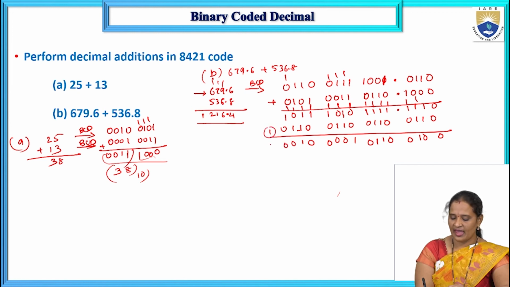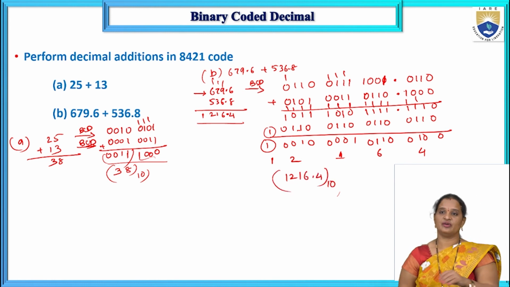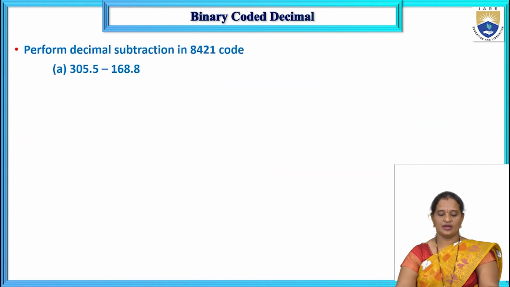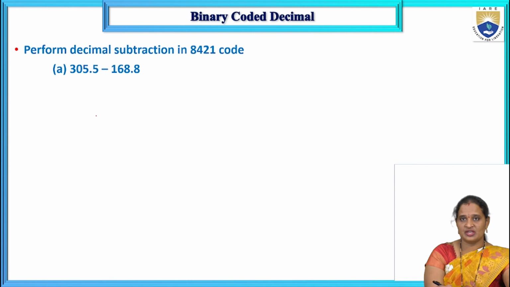So now we have a carry. So this is a carry. So now we can write this one as 1. This is 2. This is 1. This is 6. And this is 4. That is, the final answer is 1216.4. This is the addition, BCD addition. Okay. So next, let us perform the subtraction using 8421 code, decimal BCD code, BCD subtraction.